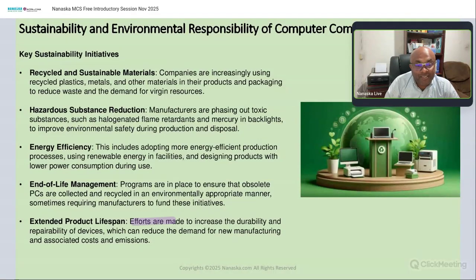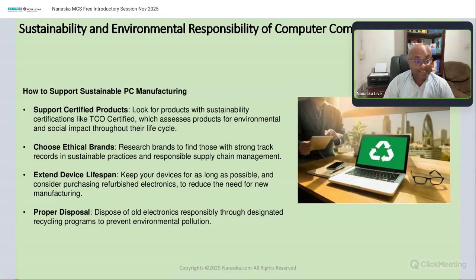As an example, efforts are made to increase the durability and repairability of devices, which can reduce the demand for new manufacturing and associated cost and emission. Recycled and sustainable material: companies are increasingly using recycled plastics, metals, and other material. You don't need to throw them into the landfill. As an organization, we also try to be as sustainable as possible. Dispose of all electronics responsibly through designed recycling programs, to prevent environmental pollution.